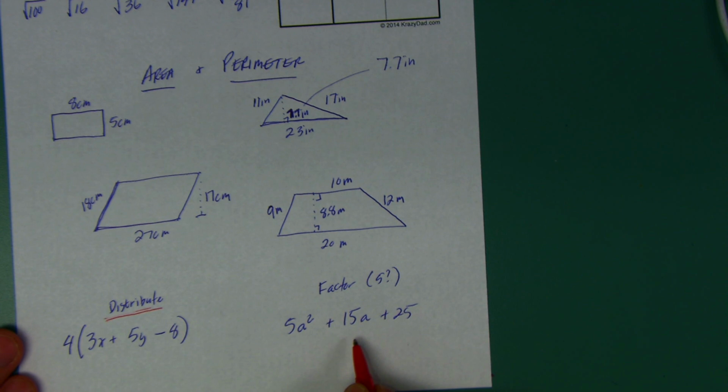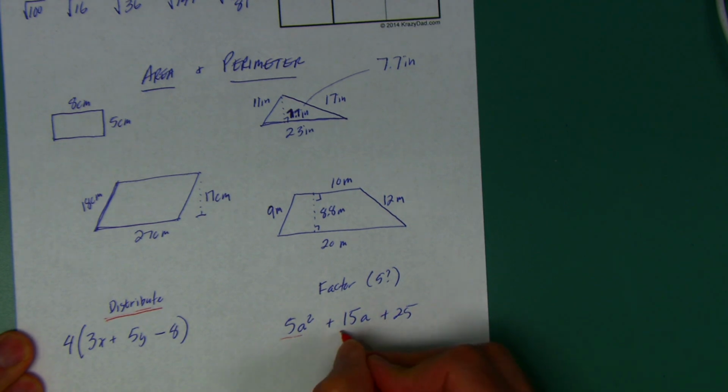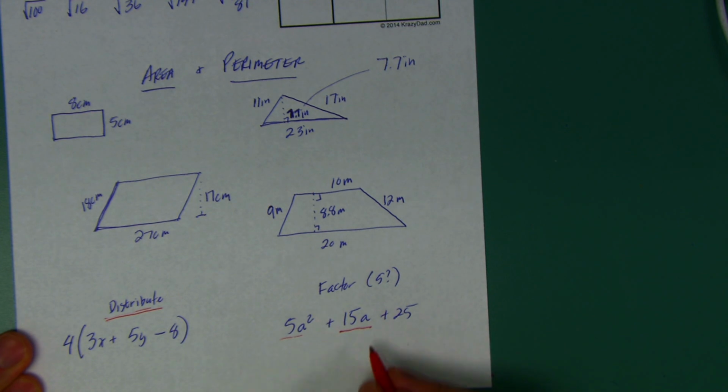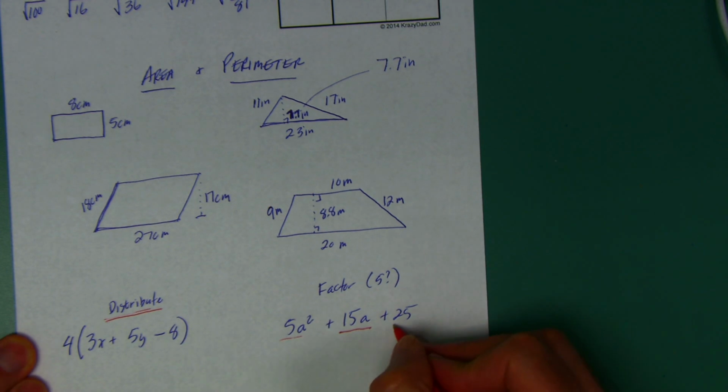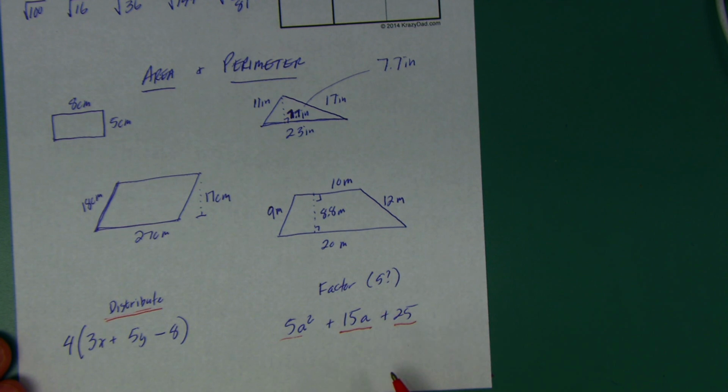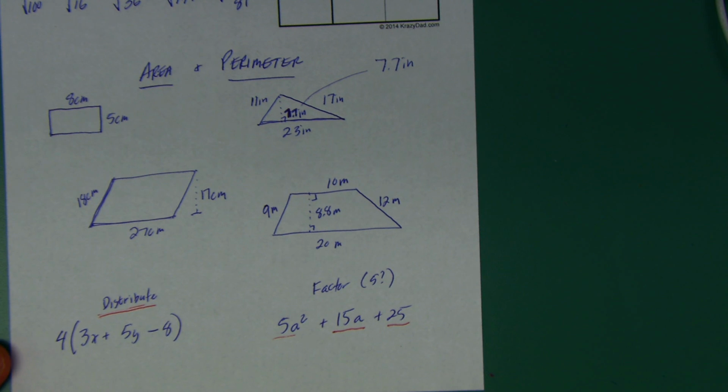And here we're doing the opposite. You're looking for something that goes into 5a, and it also goes into 5a squared, and it also goes into 15a, and it also goes into 25. Find the thing that goes into all 3 of those and factor it out. So we're going to go to a problem like this when we're done, a number outside the parentheses. Okay? All right, go ahead and copy.